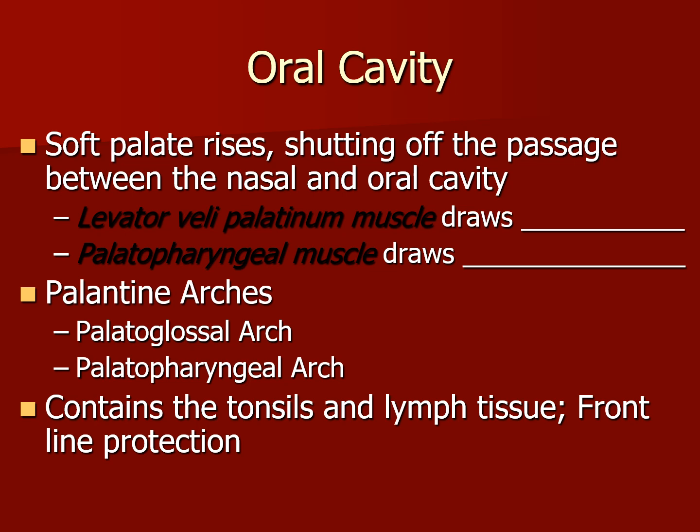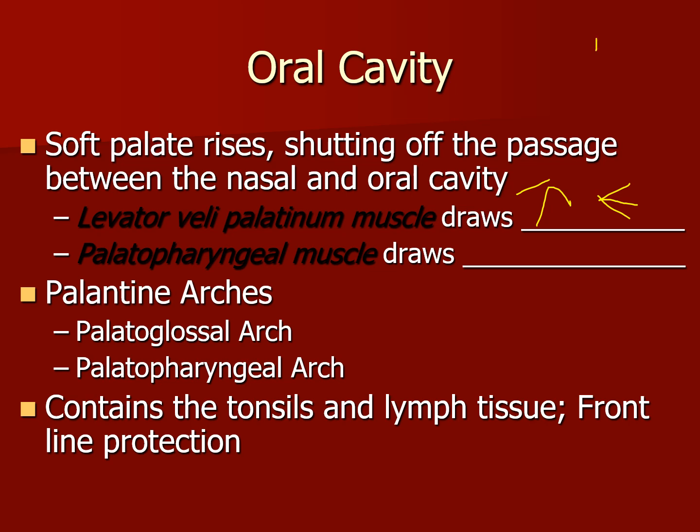So this is to help someone suck, swallow, and all that stuff appropriately. It closes it off so that way food and liquid won't go through the nose when someone is drinking or eating, right? And so the levator veli palatini muscle draws up and back. So it pulls it up and back.